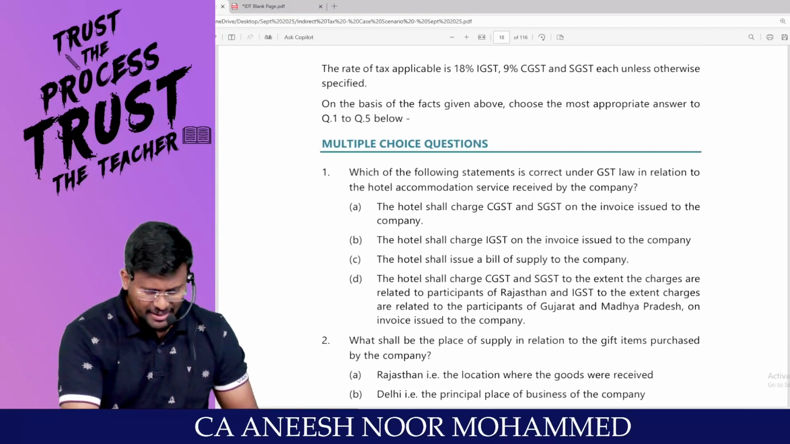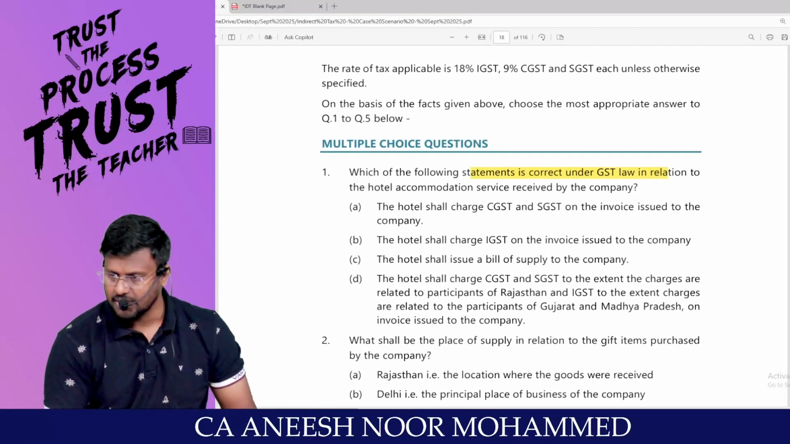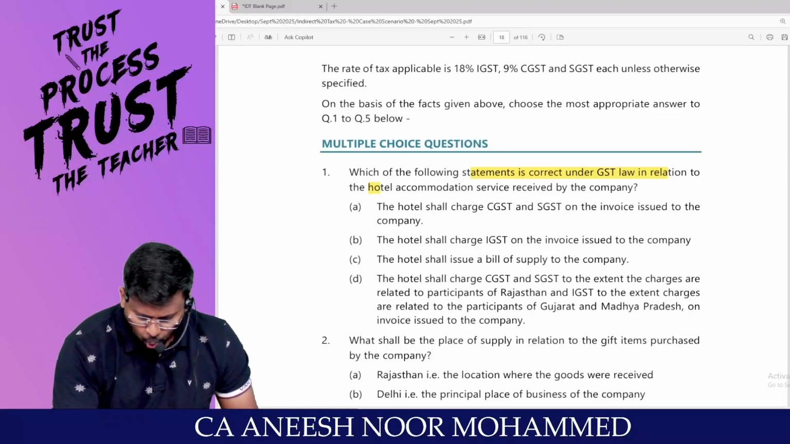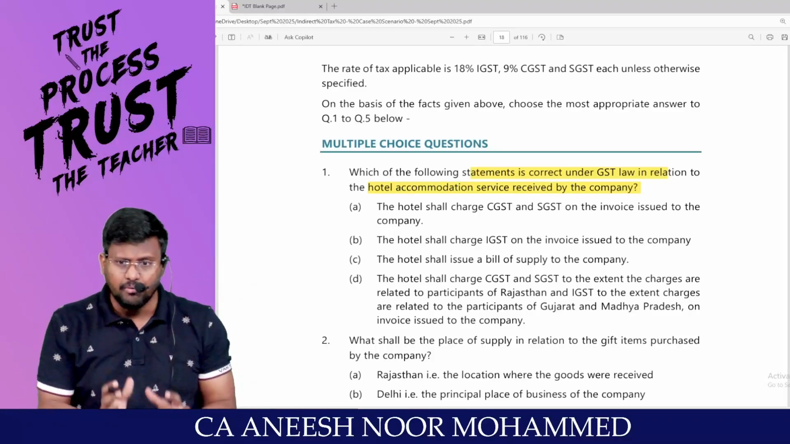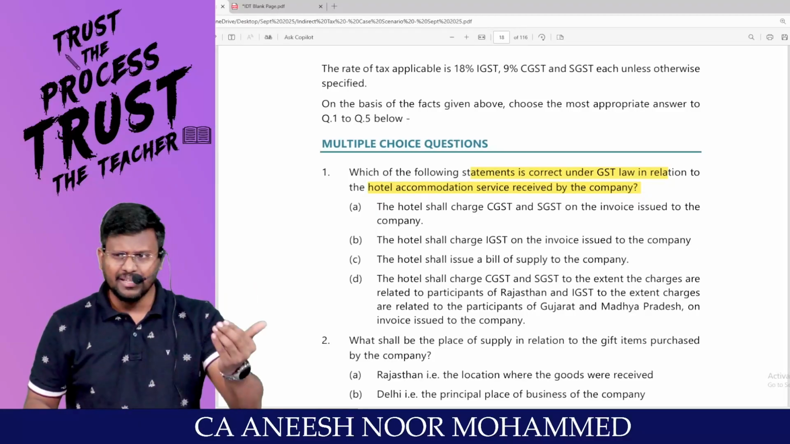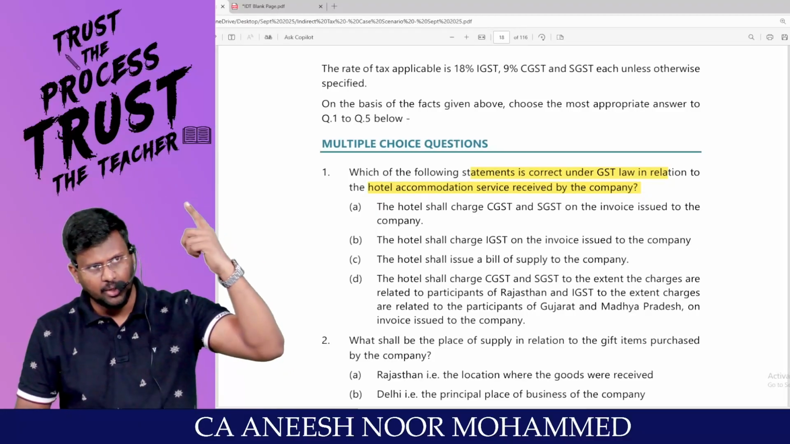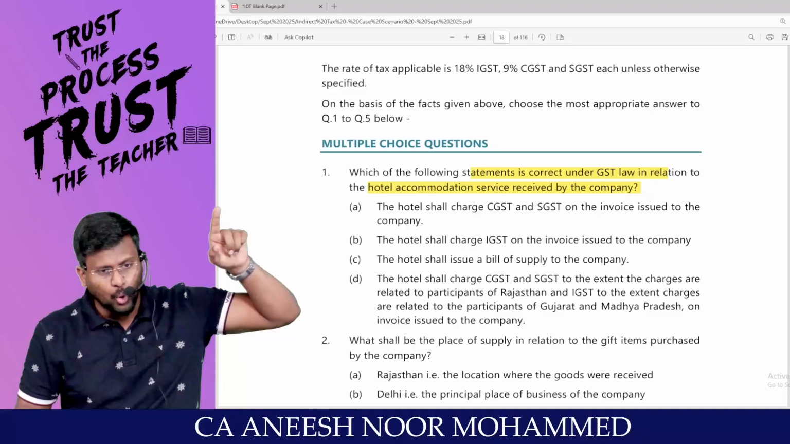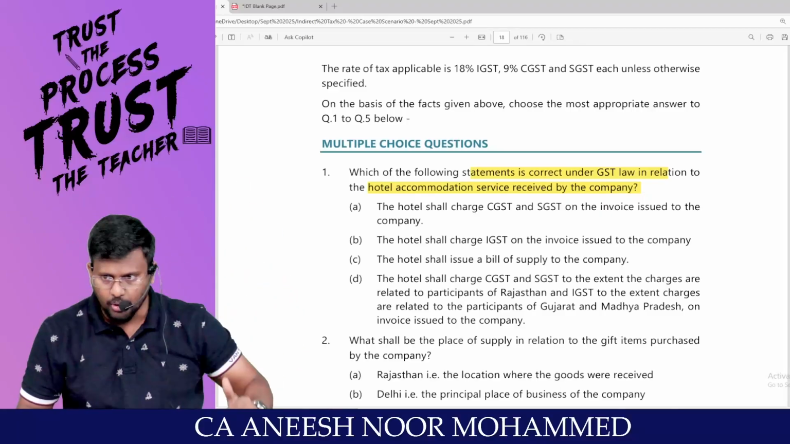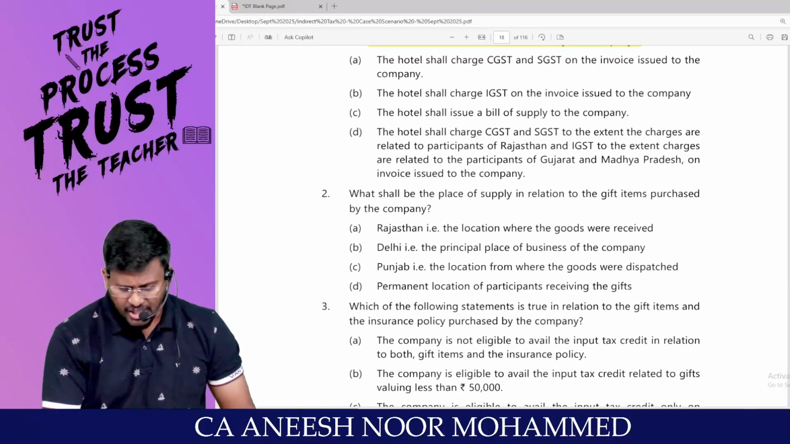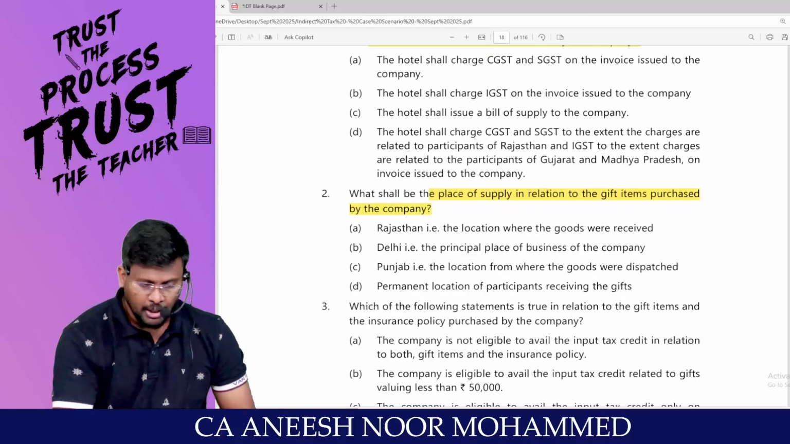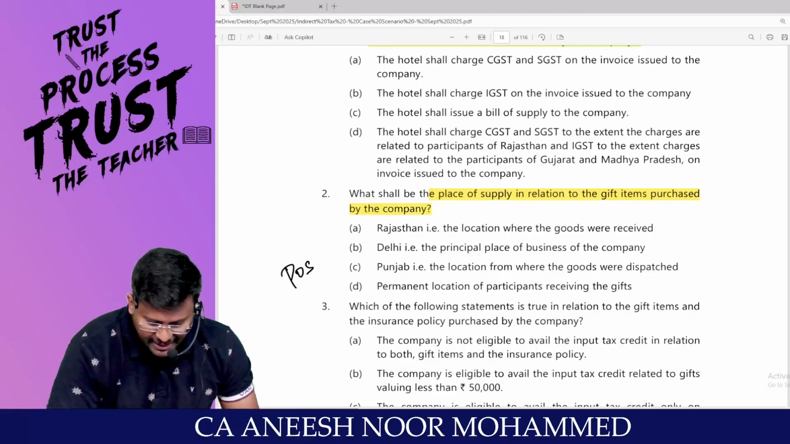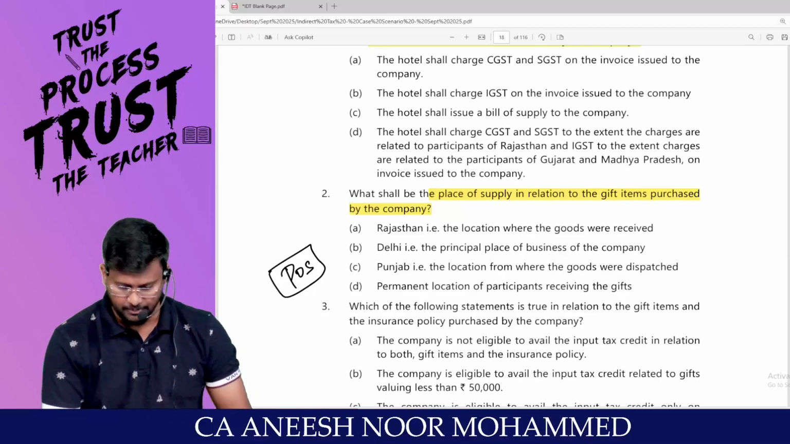Which of the following statements is correct under GST law in relation to hotel accommodation received by the company? So this company has received hotel accommodation. Regarding that, there is a question. So when you read the case scenario, there will be a part where hotel accommodation is received. There you should focus much. What shall be the place of supply in relation to the gift item purchased by the company? So this is regarding the place of supply question for the gift.